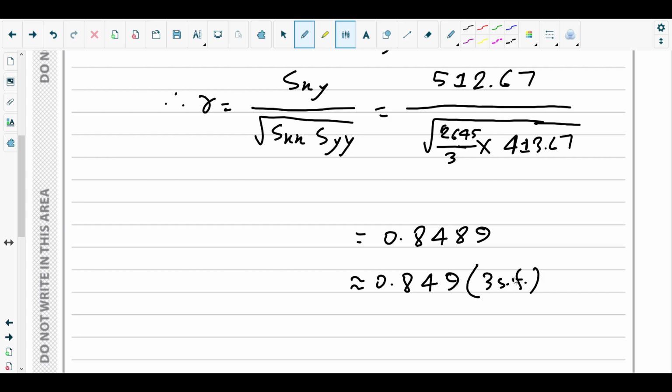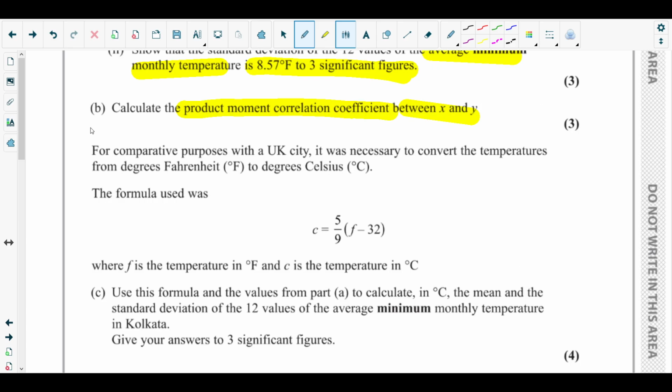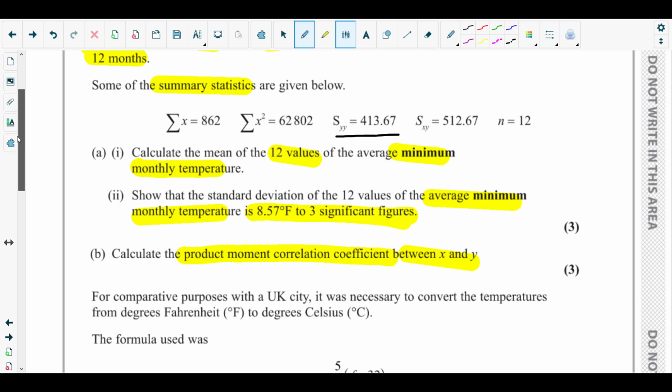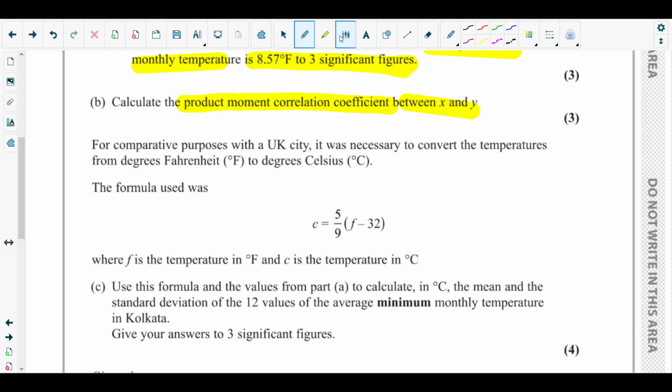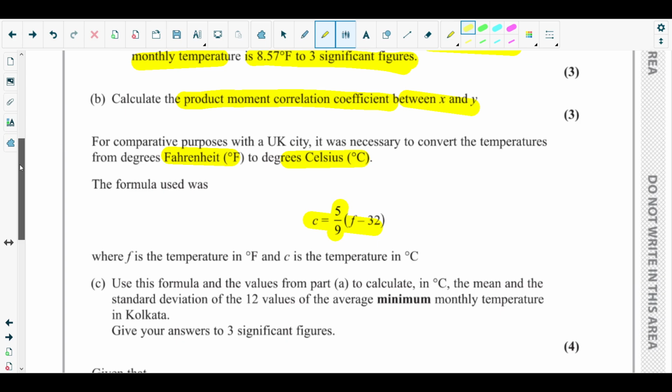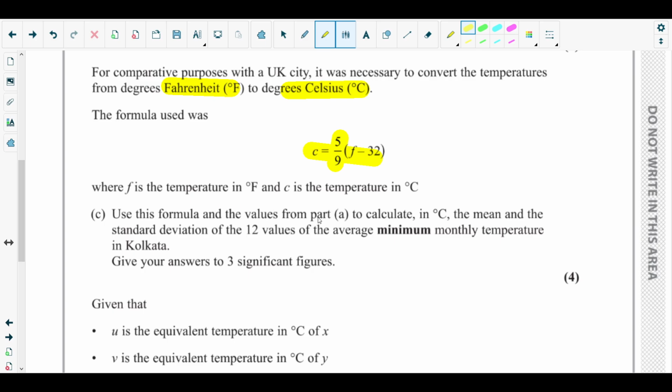Okay, next is part C. For part C they are asking, for comparative purposes with a UK city, it was necessary to convert the temperatures from degrees Fahrenheit to degrees Celsius. To convert from Fahrenheit to degrees Celsius, they used this formula. This is basically a coding formula, where F is the temperature in degree Fahrenheit and C is the temperature in degree Celsius. Use this formula and values from part A to calculate in degree Celsius the mean.